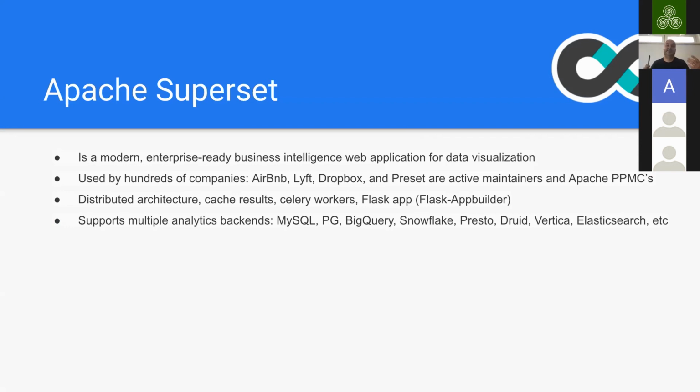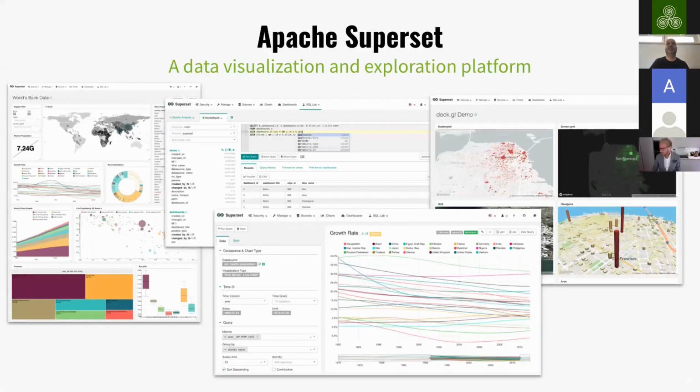It supports dozens of analytics backends: BigQuery, Snowflake, Presto, Druid, Vertica, Elasticsearch, and it uses SQLAlchemy dialects to do so. The integration is done like this: you create a DB API compatible Python driver, and then you create the SQLAlchemy dialect, and you are more or less ready to integrate it with Apache Superset. That is what has been done.